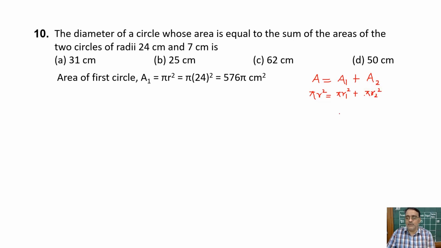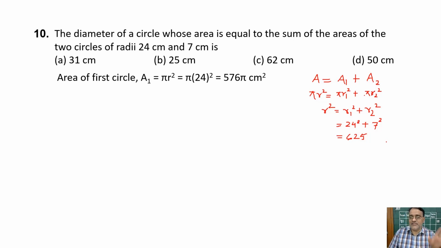सबको पाई से डिवाइड कर लो, so you will get r square is equal to r1 square plus r2 square. And the value of r1 is 24, so ये हो जाएगा 24 square and this will be 7 square. ठीक है, 24 square होता है 576 plus 49, you will get 625. So what is the value of radius? 25. 25, right. This is the easy method.